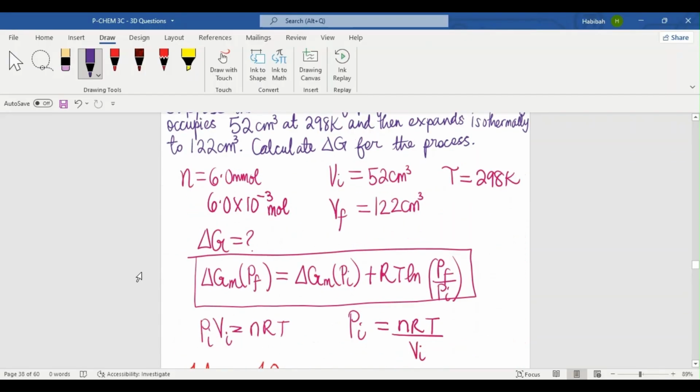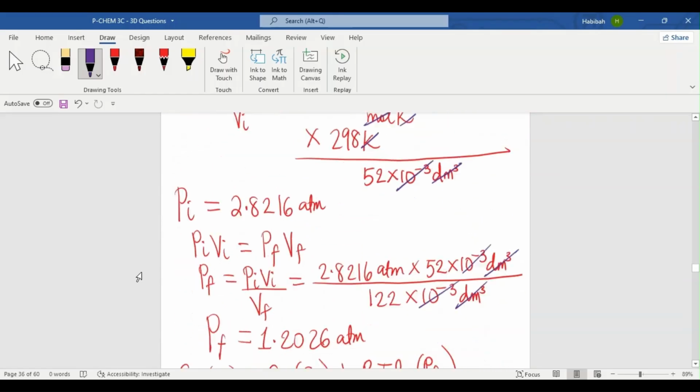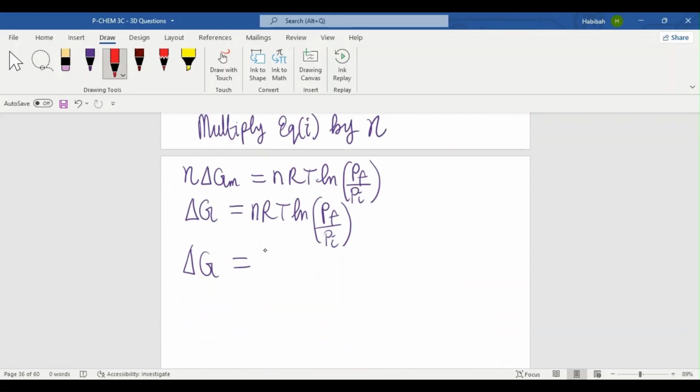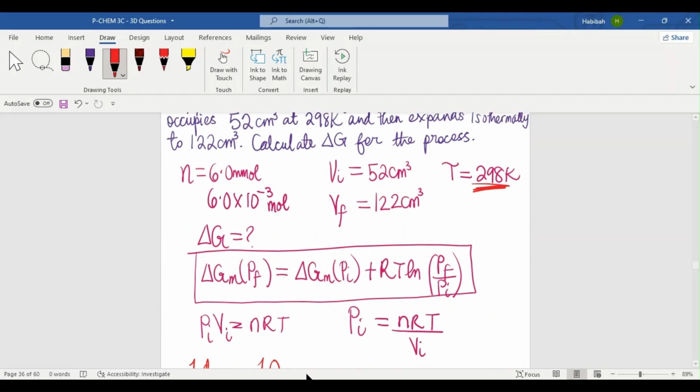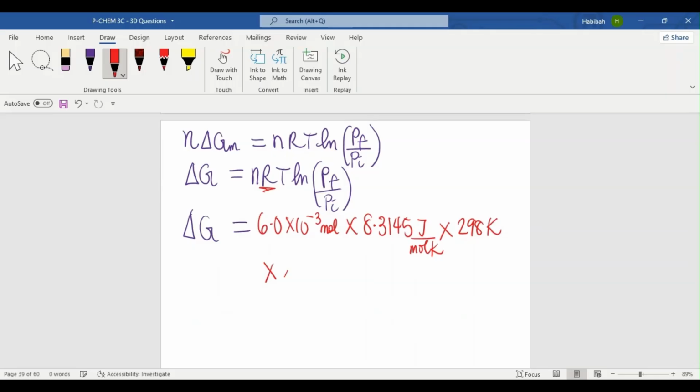Let's go back to our question. The number of moles is 6.0 times 10 to the power negative 3 mole, times R. We're going to be using the gas constant 8.3145 joule per mole Kelvin, mainly because any energy related value is going to be in joules. So Gibbs energy has to have the units joules. We're going to use this gas constant times temperature, which we know to be 298 Kelvin according to the question, and all of that times ln P final.